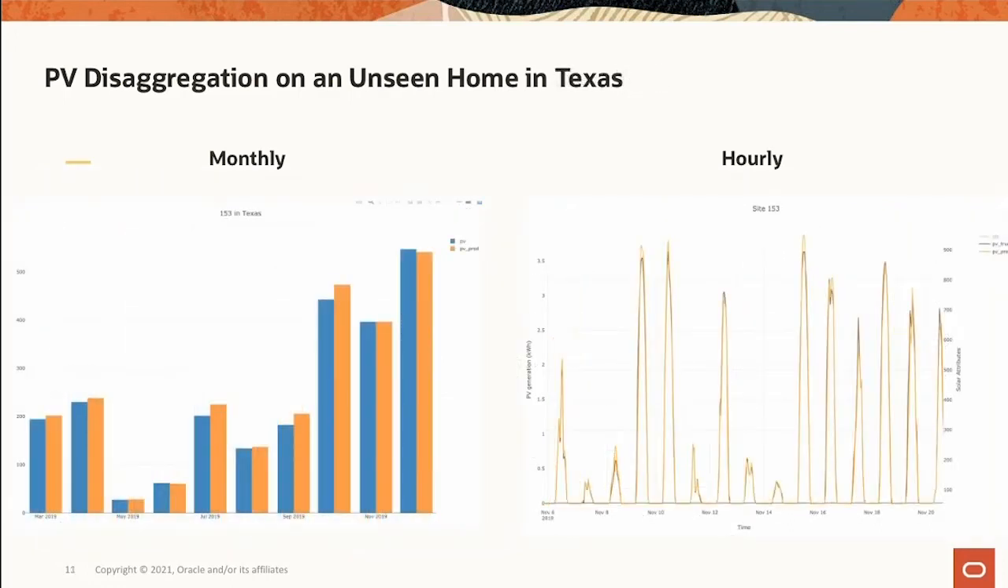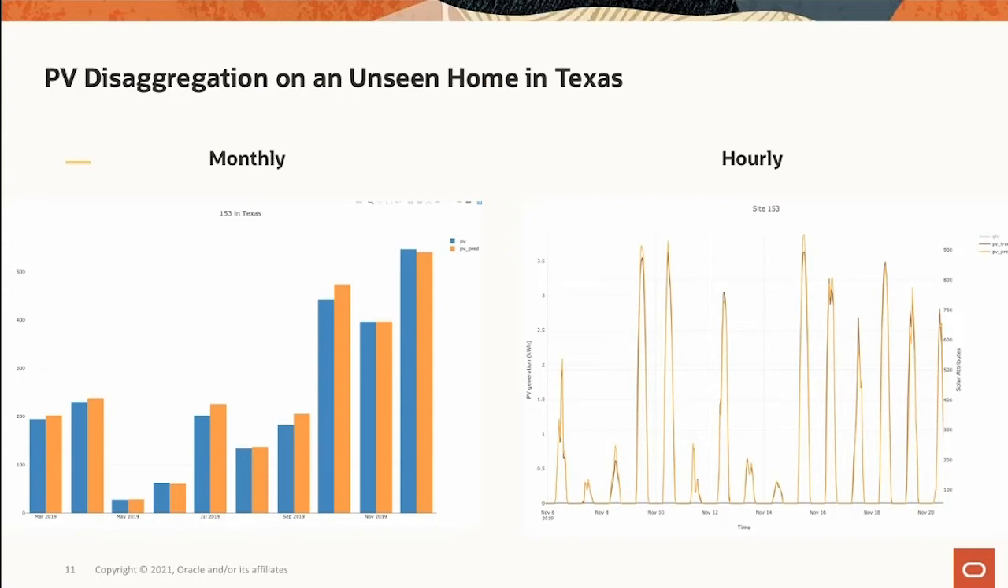Similar to the previous example, here I show two graphs on an unseen home in Texas. On your left, you can find the monthly solar generation and our model's estimates from March to December in 2019. As you can see, this is not a standard case. Solar generation, surprisingly, is higher in fall to winter months. And not surprisingly, our model captures this very accurately at the monthly granularity level.